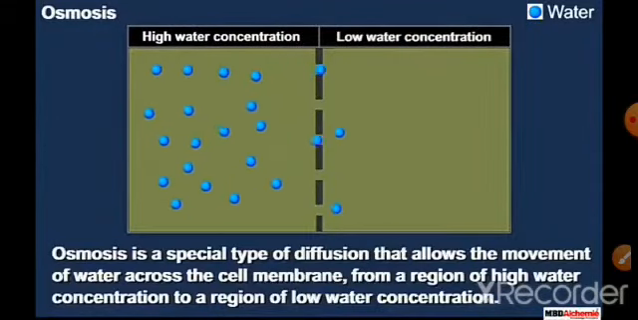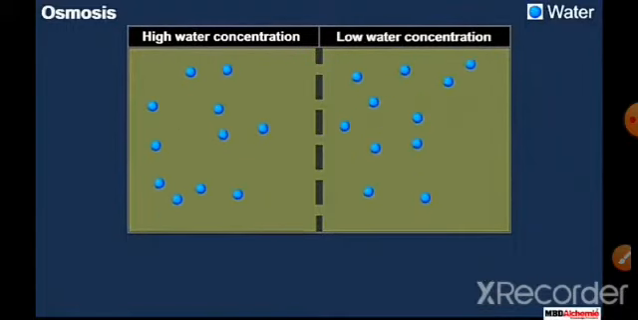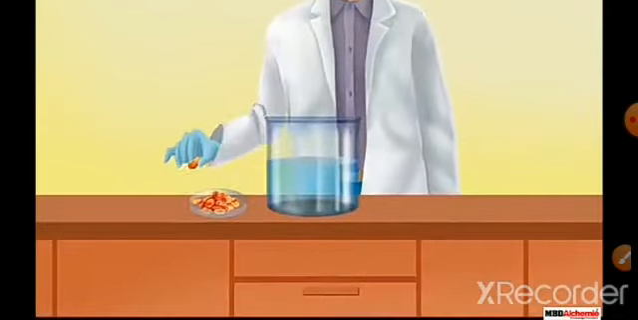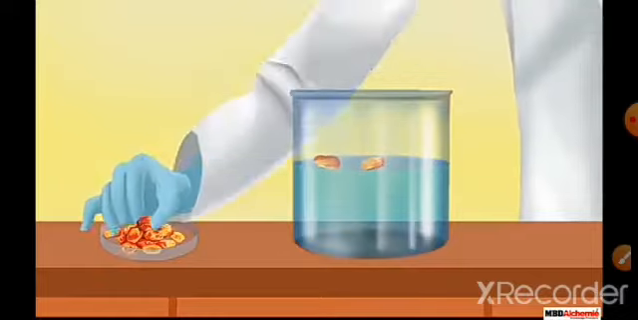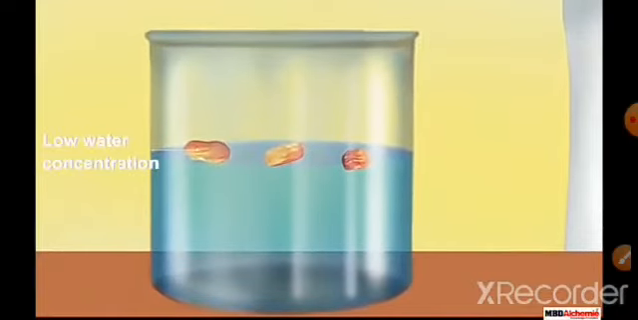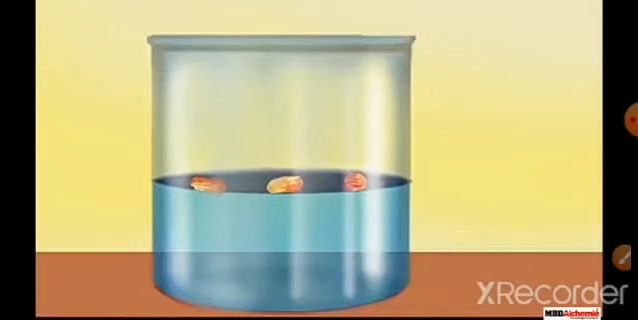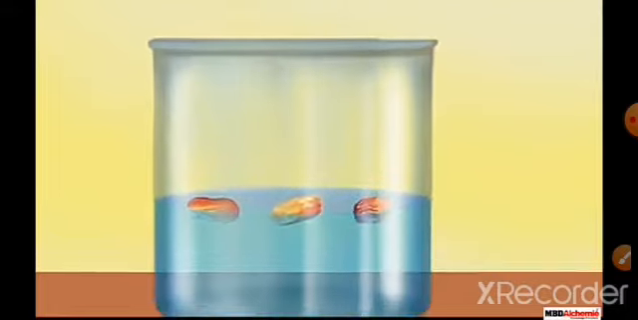Osmosis, on the other hand, is a special type of diffusion that allows the movement of water across the cell membrane from a region of high water concentration to a region of low water concentration. Let us understand the process of osmosis with the help of some activities. For this, let us take some dried raisins and put them in water filled in a container. You can see that the water concentration inside the raisin is lower as compared to that in the container. As a result, osmosis happens and water from the container moves into the raisins. Therefore, the raisins swell up gradually.